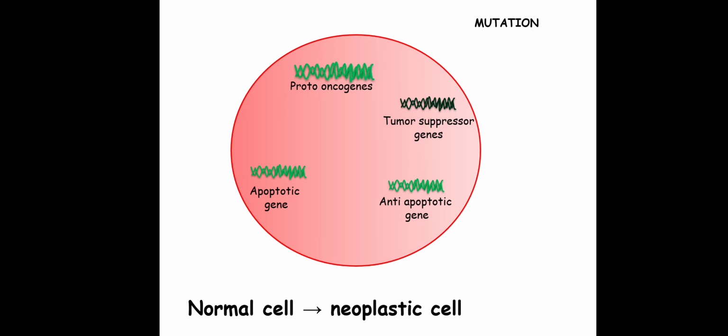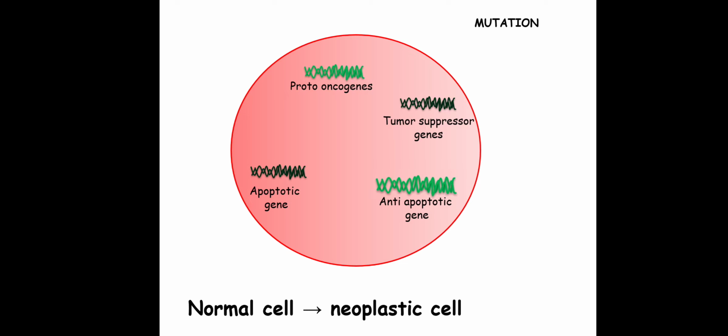So, to convert a normal cell into a neoplastic cell, there should be mutation in the proto-oncogene in such a manner that it is overstimulated, and there should be mutation in the tumor suppressor gene in such a way that they are understimulated and cannot control the overproliferation. Plus, there should be mutation in the anti-apoptotic gene in such a manner that anti-apoptotic gene should be overexpressed or overstimulated, and the apoptotic gene should be understimulated.